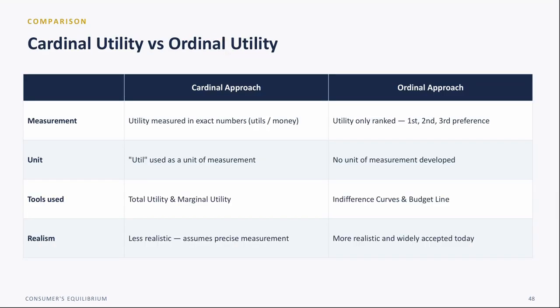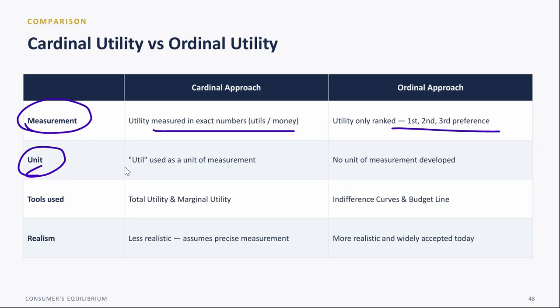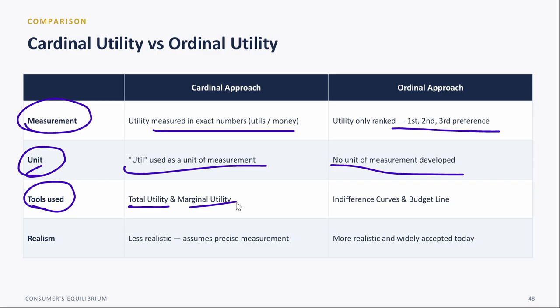Let us see the comparison between the cardinal and the ordinal approach. If I talk about measurement, utility can be measured in exact numbers, utils or money. In the ordinal approach, utility can only be ranked as first, second or third preference. If we talk about units, util is used as a unit of measurement in the cardinal approach, and here we do not have any unit of measurement. The tools used in the cardinal approach are total utility and marginal utility, and in the ordinal approach we use the indifference curves and the budget line.